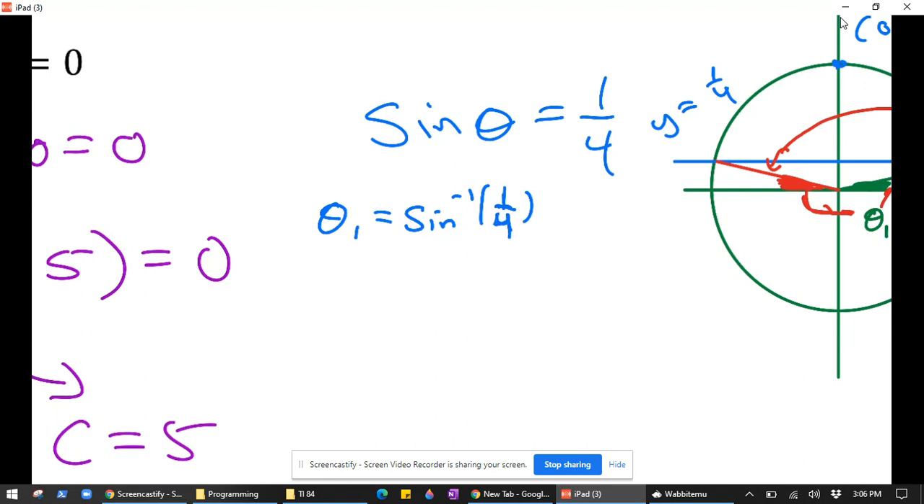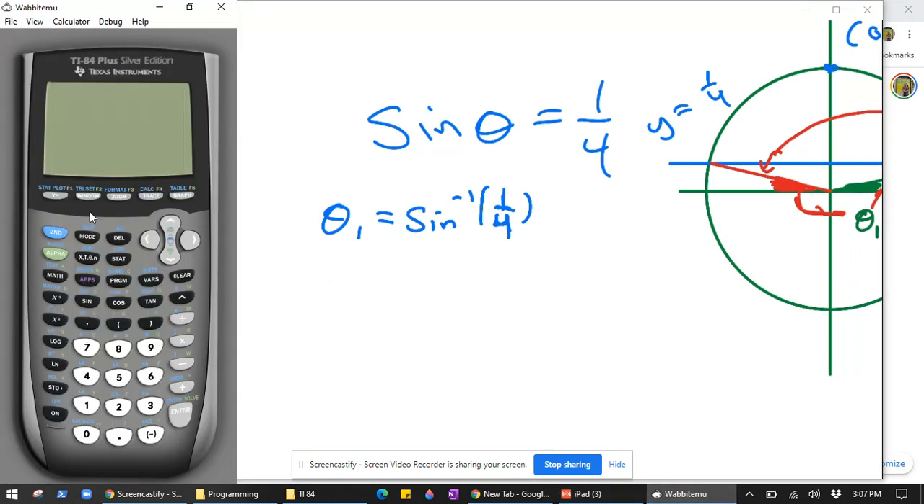Sine inverse of a fourth. Let's go find that on the calculator here. So we hit second, sine inverse. Oops, let's turn it on first. Second, sine inverse of 1/4. I am in degree mode. 14.5 degrees.